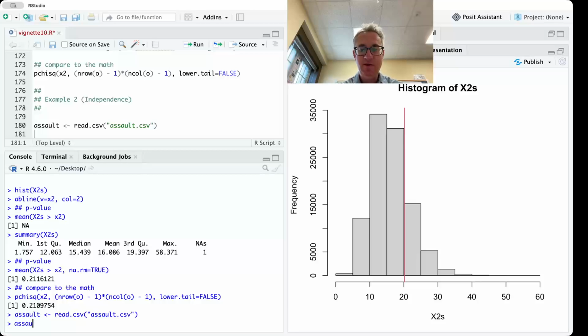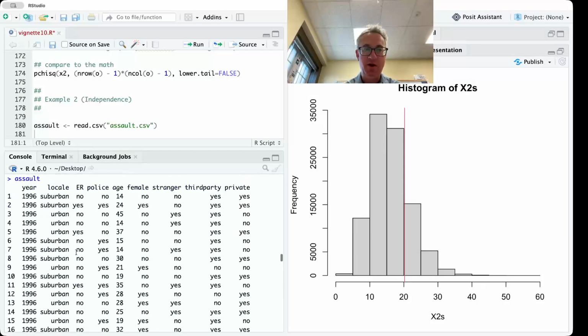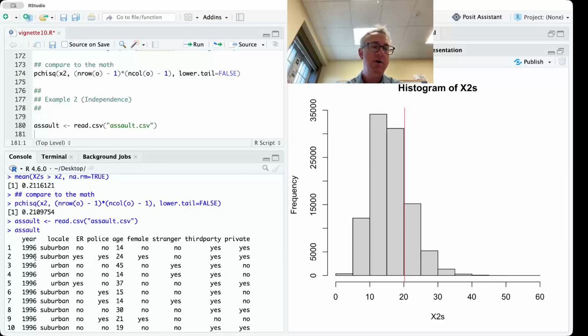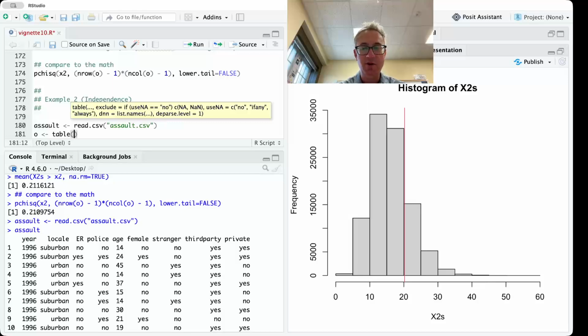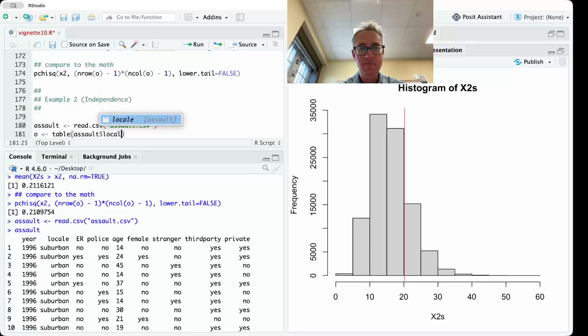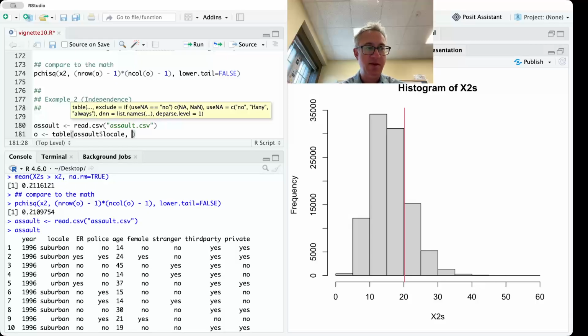This data set has a lot of information in it. We're not going to work with all of it, but each row is a record of a police report for an assault in a particular time at a particular location, whether the victim went to the ER or not, whether police were called to the scene or not, the age of the person, their gender, whether the perpetrator was a stranger to them, and so on. We're not going to look at all the data. We're just going to make a table of observations that come from 2 of the columns. So we're going to use locale and income.